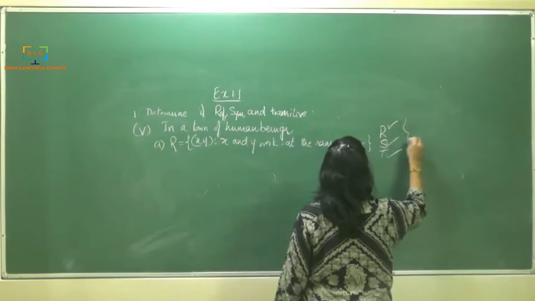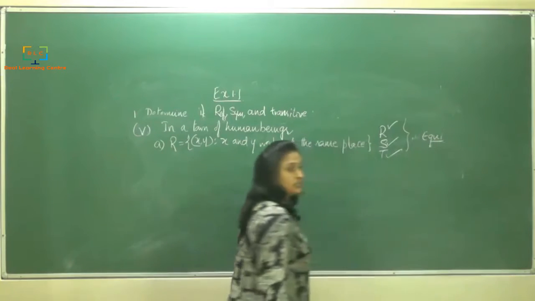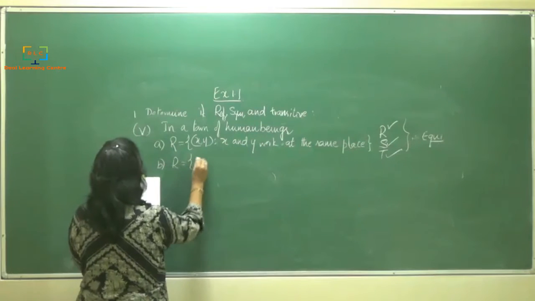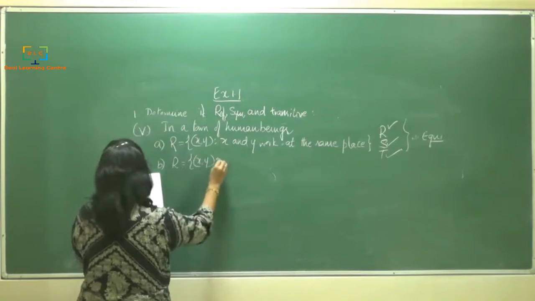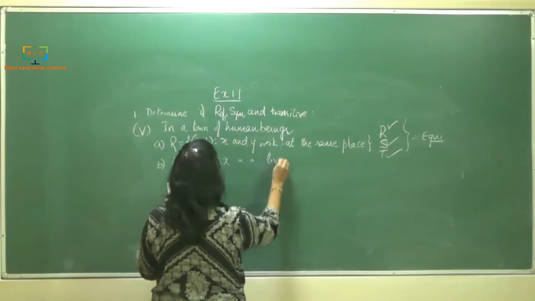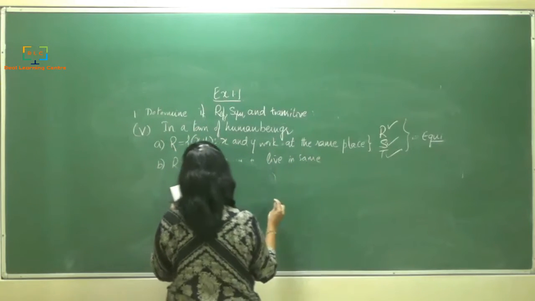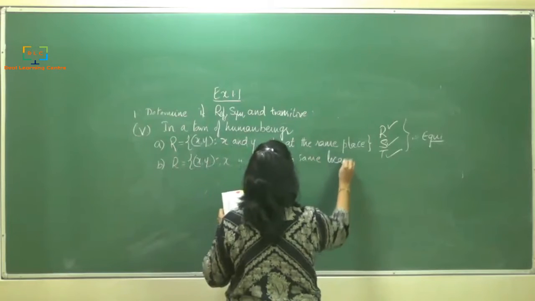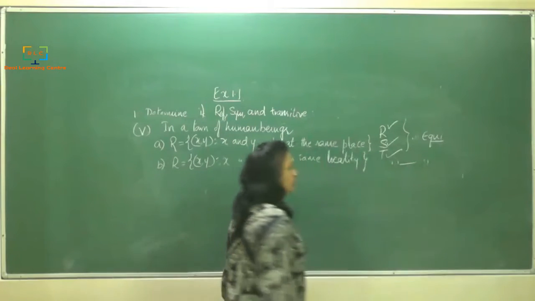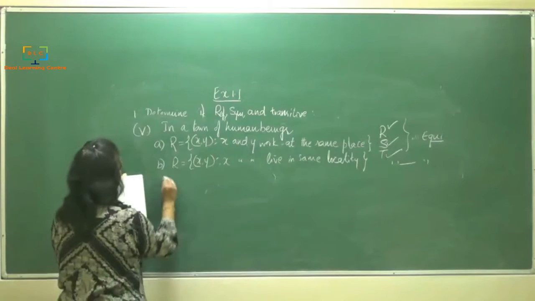Therefore it is an equivalence relation. Next, B. R is equal to XY such that X and Y live in the same city, live in the same locality. It is as good as this, is it not? It is ditto. It is reflexive also, symmetric also, transitive also, and it is an equivalence relation.